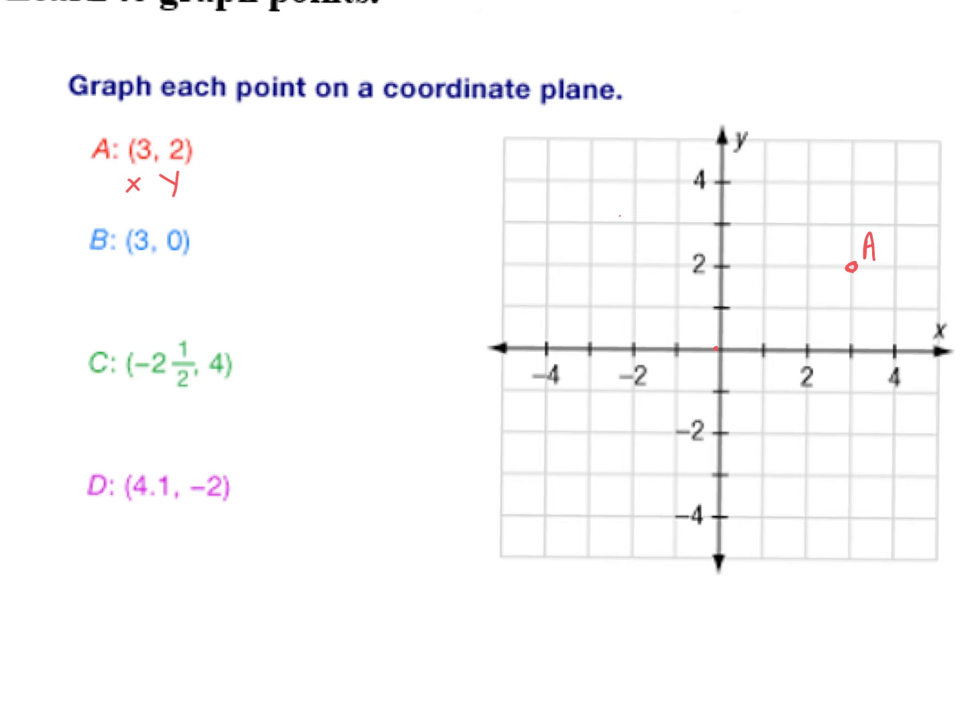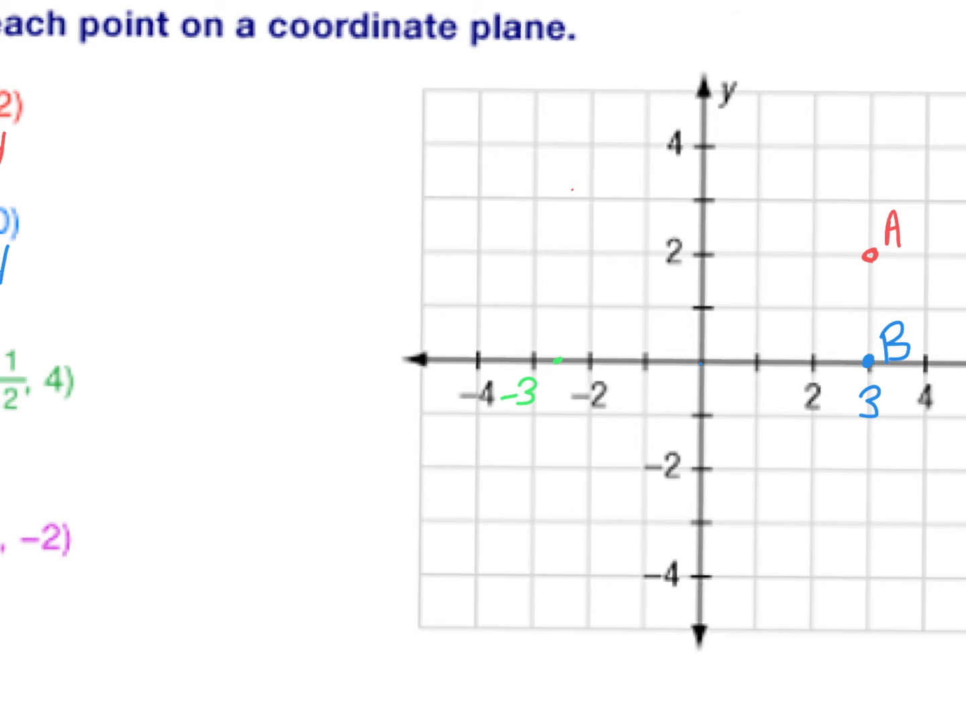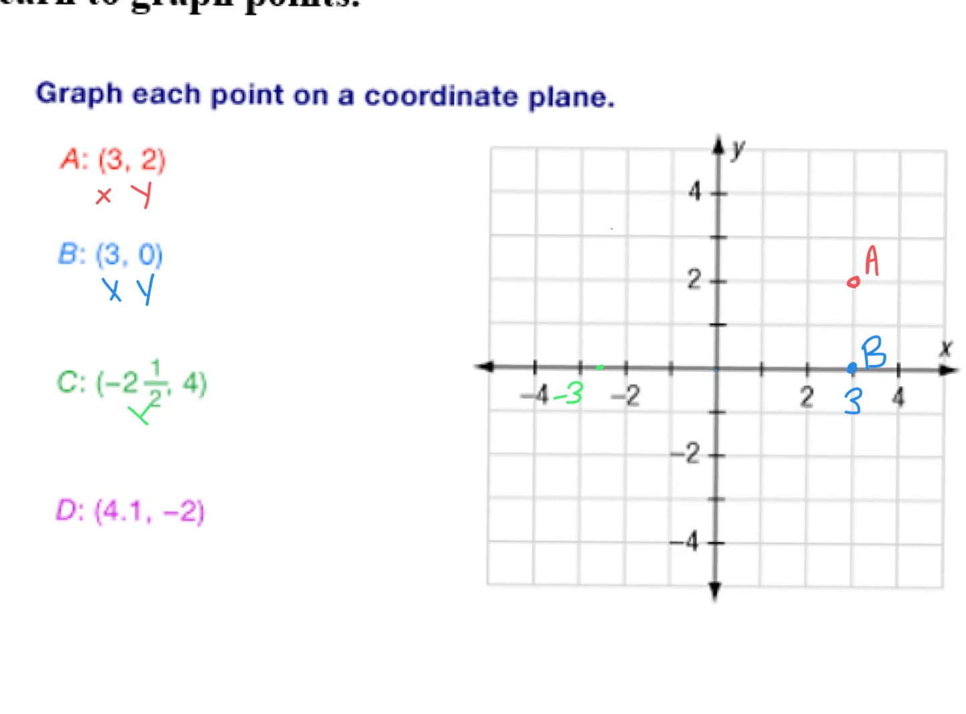Now point B, x is 3, y is 0, so we're going to go over to 3 again. But our y is 0, so we don't go up or down at all. Now these last two are a little tricky. C is negative 2.5, so we know it's gonna be a little bit further left than negative 2, and it's gonna fall right between negative 2 and negative 3, so kind of in that area there. And then our y is 4, so from there we're gonna go up until we hit 4, and that's gonna be point C right there.